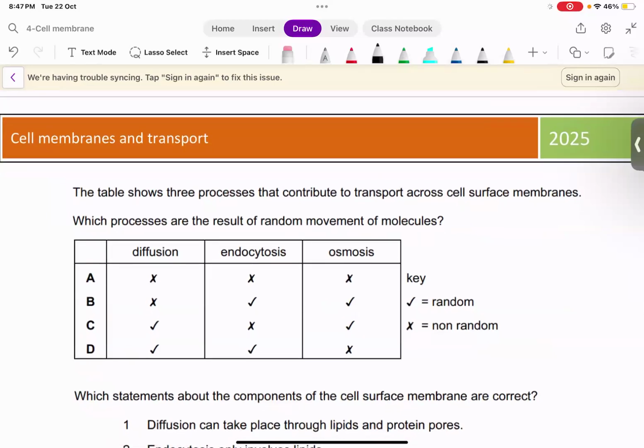The table shows three processes that contribute to transport across the cell surface membrane. Which processes are the result of random movement of the molecules? Random movement only takes place in diffusion and osmosis, but not in endocytosis. So that should be C, the correct choice.